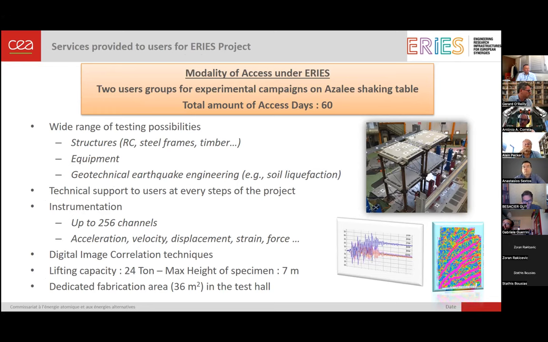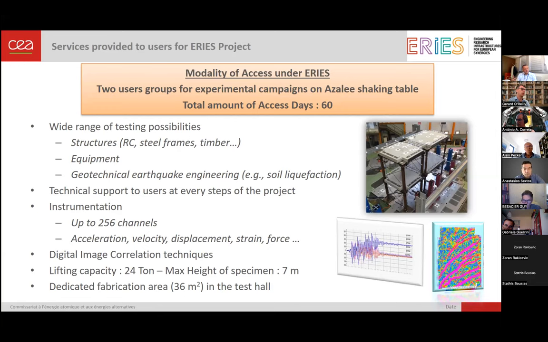Our instruments and transducers can obviously be used during the test campaign, up to 256 channels, with various kinds of measurements: acceleration, velocity, displacement, strain, force. We can also use DIC, digital image correlation techniques. The maximum lifting capacity of the test hall is 24 tons.